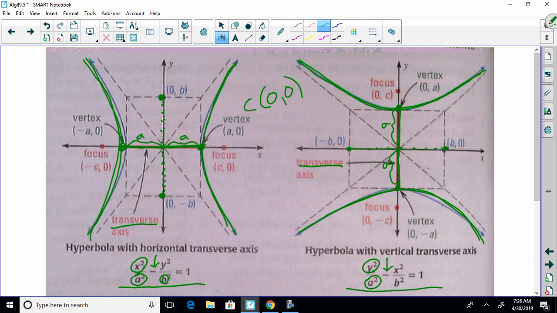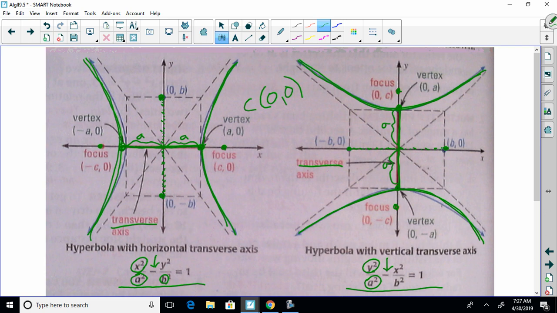You may recall that ellipses had two focus points, or two foci. So it is with hyperbolas. They're always on the major axis, so to speak. They're inside each curve of the hyperbola. There's a focus, and on the up and down one, here's a focus, here's a focus.